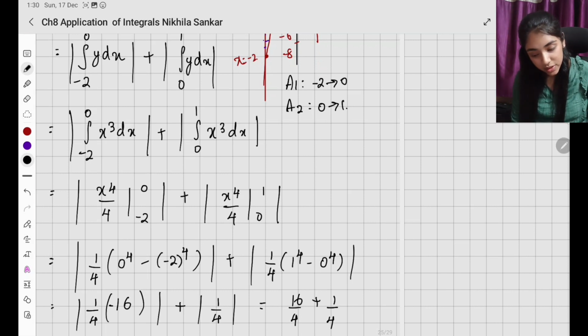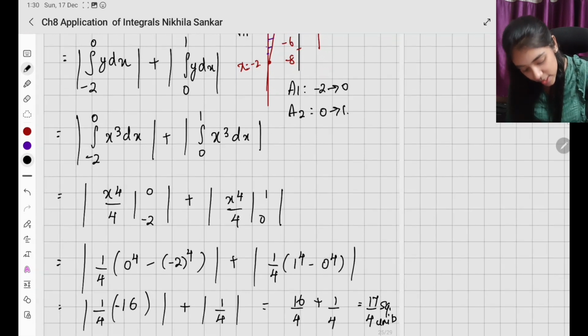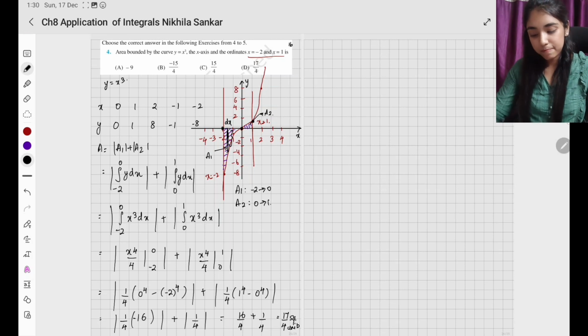Once the absolute value is removed, this is how it will look. So when I add this, I have 17 divided by 4 square units. Okay, so this is my final answer. Please copy the calculation.